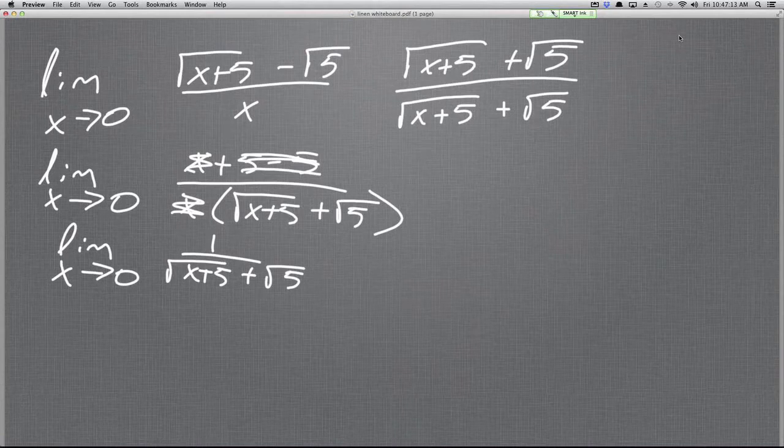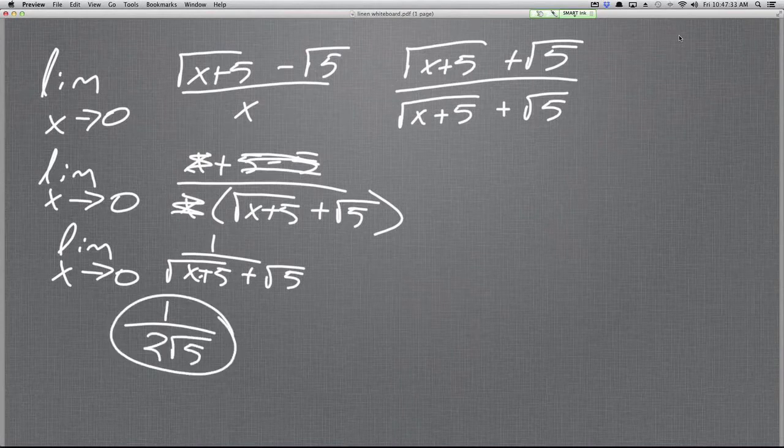Then do you plug in? Now I plug in. Why do I know to plug in now? Because you canceled out everything. Because I canceled something out. You always plug in after you cancel out. So if I plug in 0, that's going to give me square root 5 plus the square root of 5. What's that? 2 square root of 5. Good. So my limit is going to be 1 over 2 square root of 5.